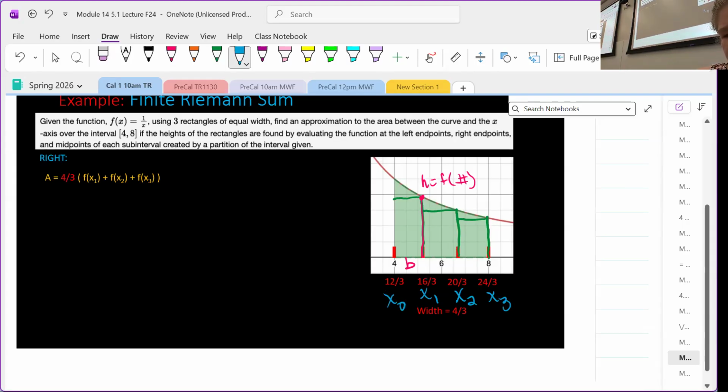we actually do label all of these x values. So the 12/3 is really 4. We call that x sub 0 because it's like our origin, our starting point. Then x1, x2, and x3. So we have 3 rectangles, and x sub 3 is our third endpoint. So we're going to plug in. We'll keep our 4/3 for the width of all of the rectangles.